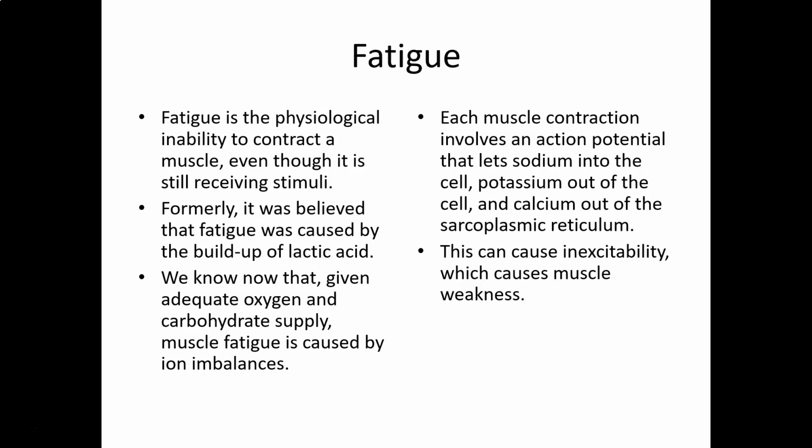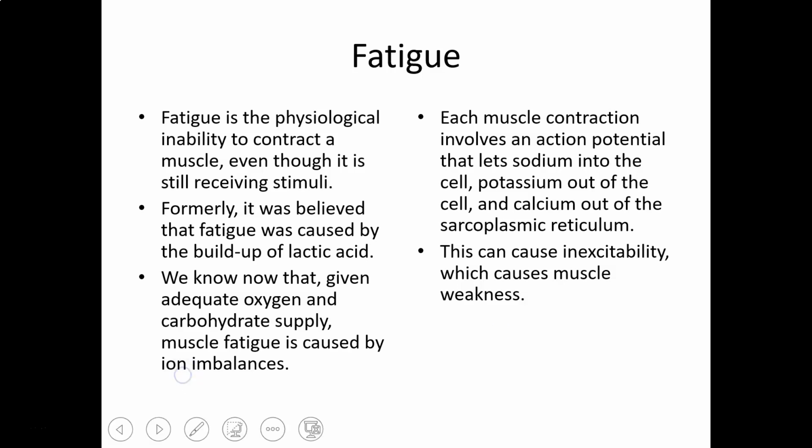The way we would do this in the frog is I would hook up electrodes to the nerve, and we just keep sending electrical impulses through there. And eventually what happens is that we're still sending electricity to the muscle, but the muscle won't contract. That's fatigue. The signal's still there, but the muscle can't contract. We used to think this was caused by lactic acid buildup, but now we know that what's causing it is an ion imbalance. Every muscle contraction is going to let sodium in and potassium out, and eventually you get some equilibrium there, and the cell's not excitable anymore.